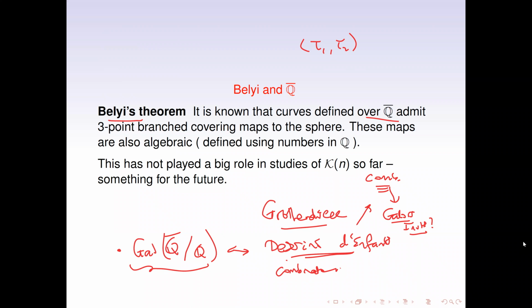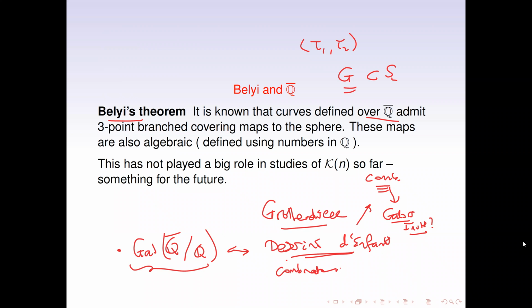For example, I believe tau 1, tau 2 in general will generate a subgroup G inside S_N. This is the monodromy group. So the group generated is a Galois invariant, and there are other things that people have studied.